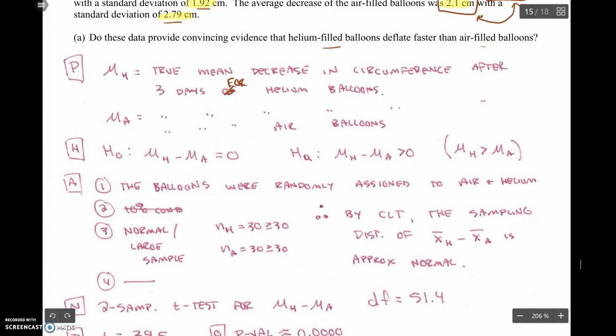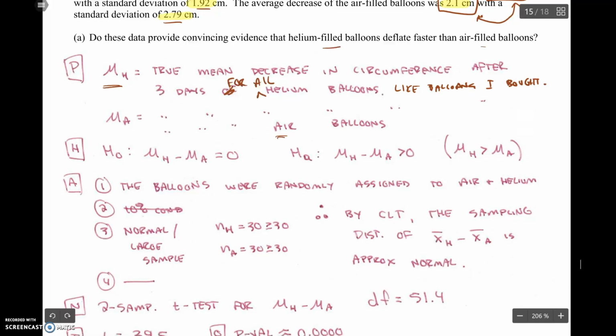I don't like how this doesn't reference a greater "for all helium balloons, like the balloons I bought." I'm being a little bit picky here, but I don't really like how I did this. The true mean decrease in the circumference after 3 days for all helium balloons, like the balloons I bought. I don't want to reference the 30 balloons in my sample. This is bigger than that. So maybe I should have said something like this.